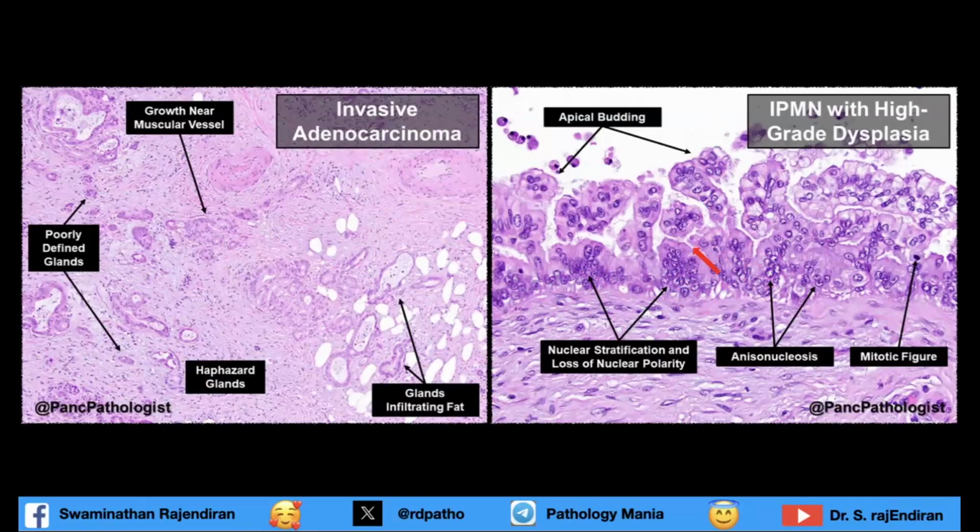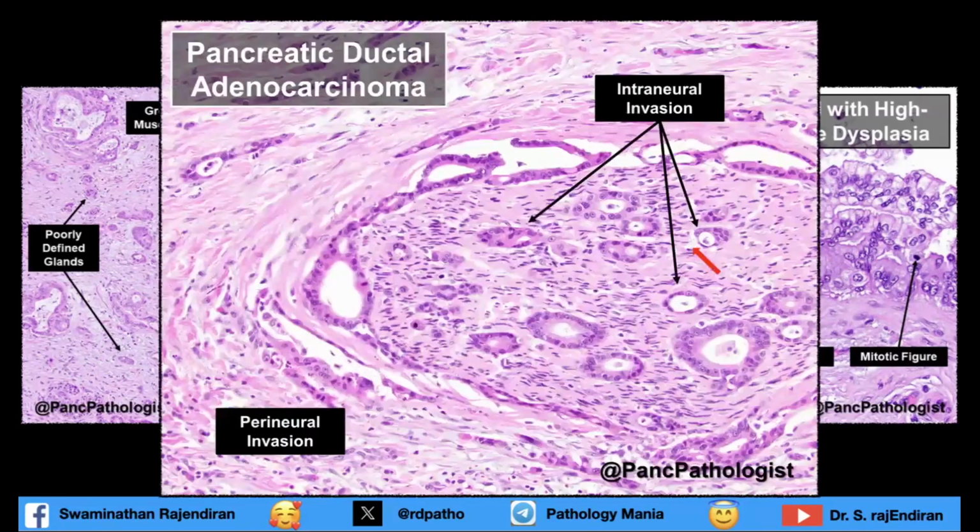So IPMN, PanIN, MCN, serous cystadenoma can be associated with cancers. So you have to take adequate sections, and if there is an area of a doubtful lesion in the gross specimen, you submit that area, because we have to identify the tumors associated with the benign lesions.